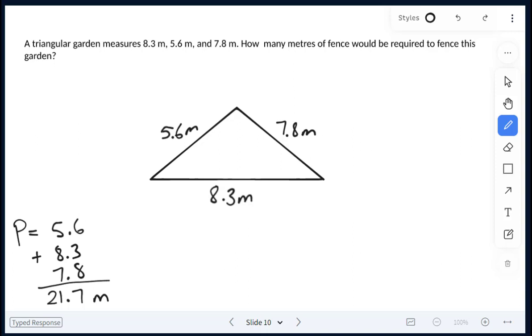Okay, so we're just continuing with area and perimeter word problems. Here we have a triangle garden. It measures 8.3 meters, 5.6 meters, and 7.8 meters. How many meters of fence would be required to fence this garden? We established we are looking at perimeter. We need to add up all three sides to get the perimeter. So therefore 21.7 meters of fence will be required to fence this garden.